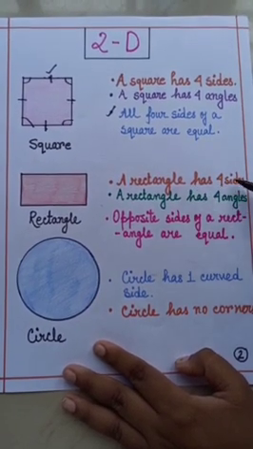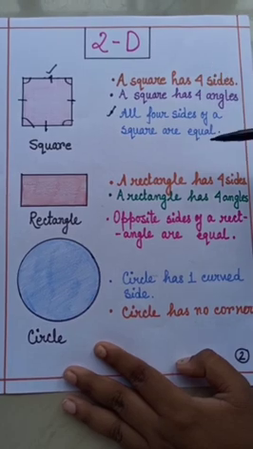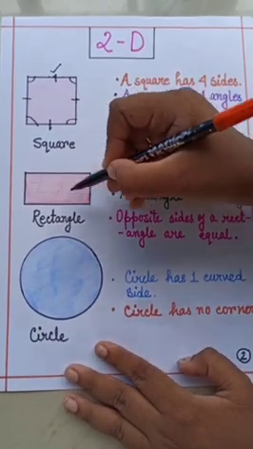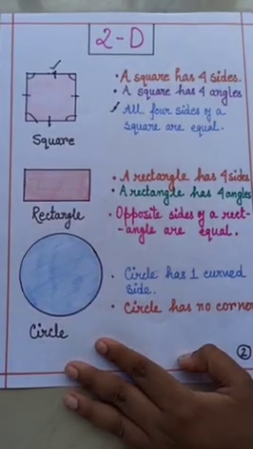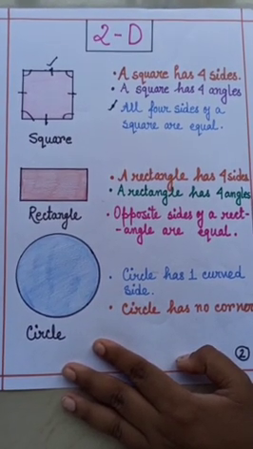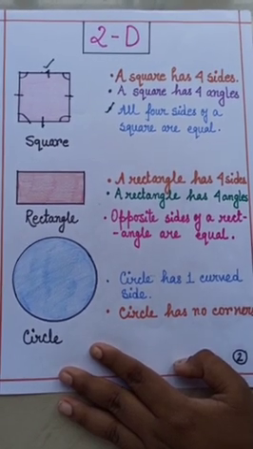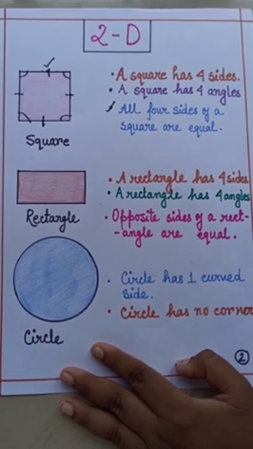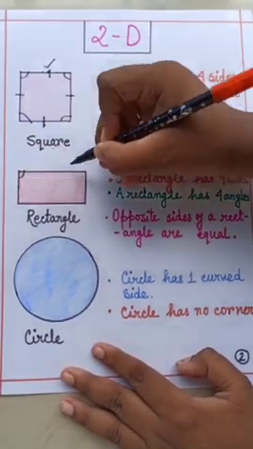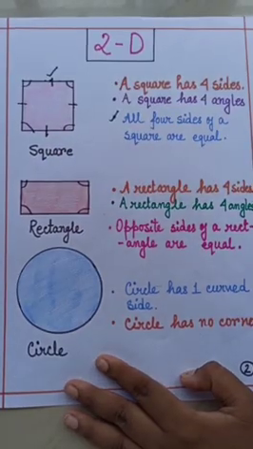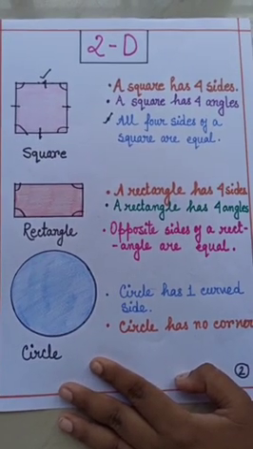A rectangle has four sides. As like square, a rectangle also has four sides. 1, 2, 3, 4. Okay. Next point is a rectangle has four angles. Like square, a rectangle also has four angles. Let's see. 1, 2, 3, 4. So these are the four angles a rectangle has.